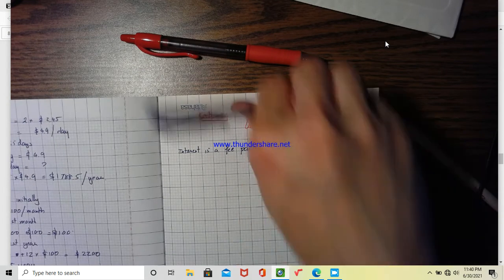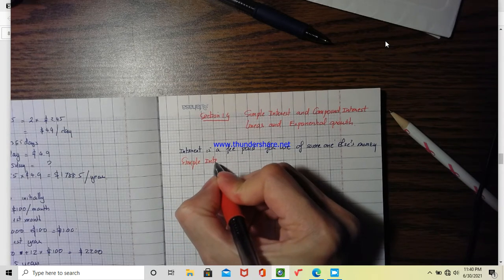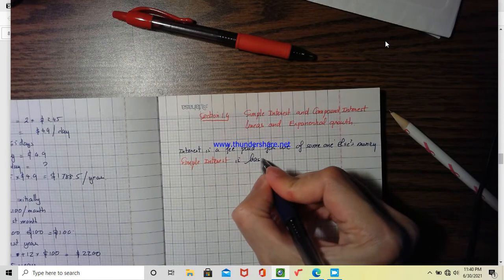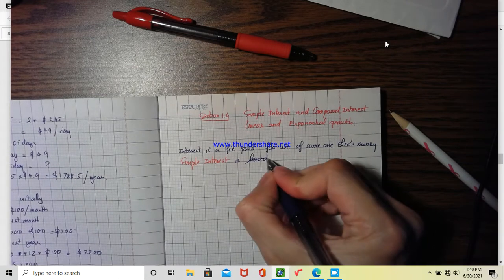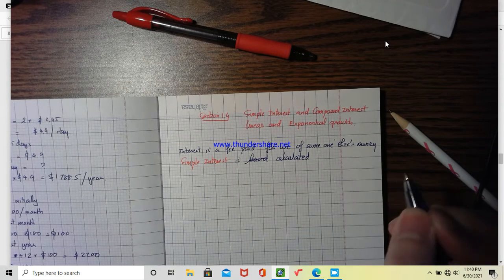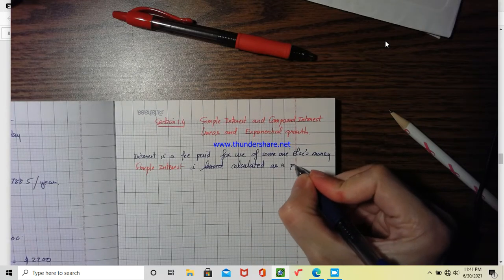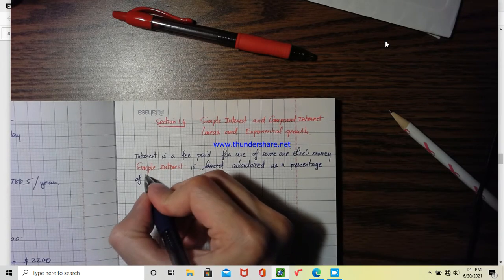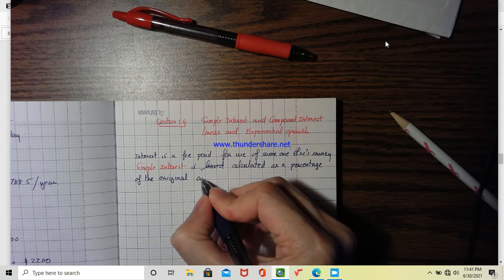Then what is simple interest? Simple interest is calculated as a percentage of the original amount of money.